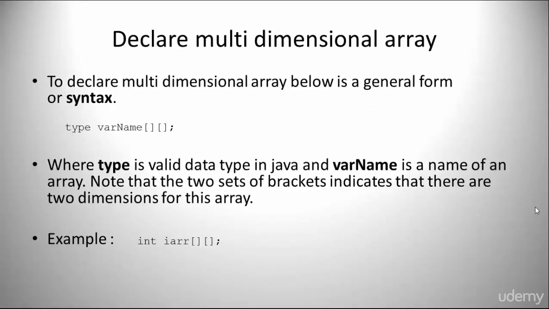To declare a multidimensional array, below is a general form of how to do this, or the syntax, where type is a valid data type in Java, and varName is the name of an array. Note that the two sets of brackets indicate that there are two dimensions for this array.